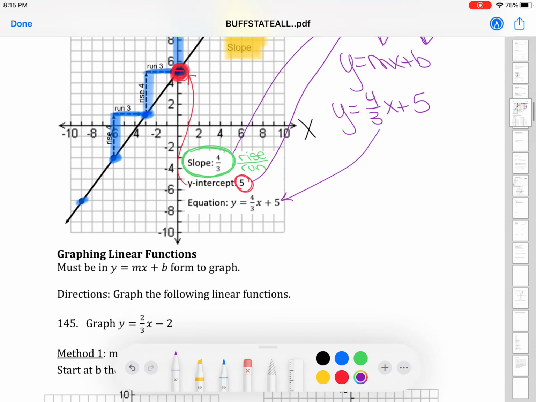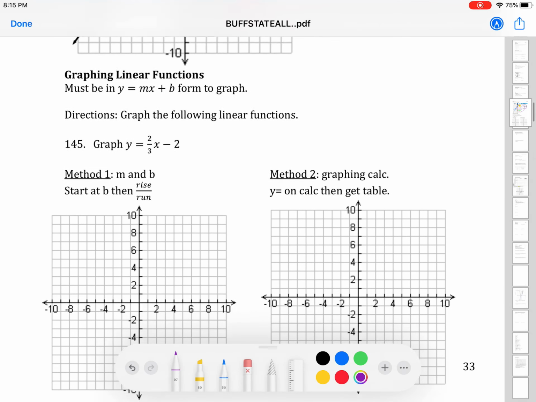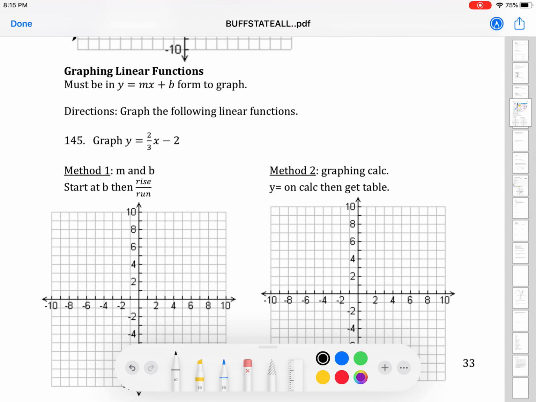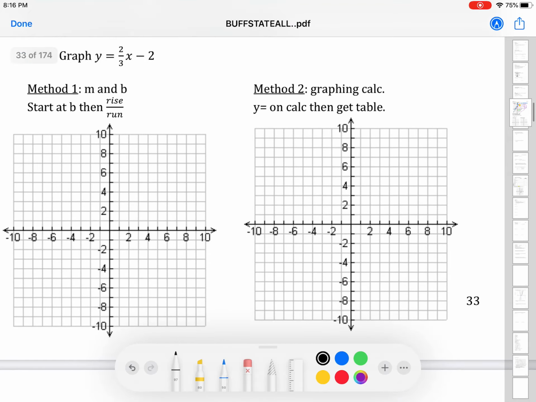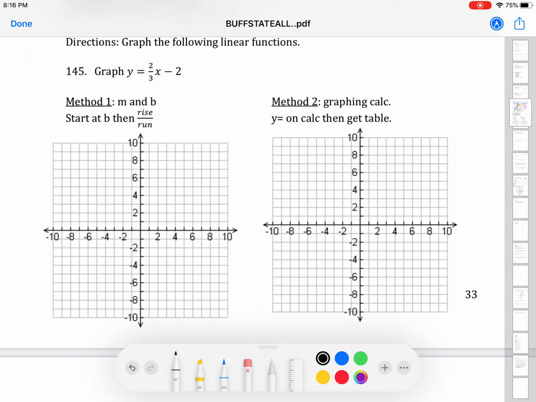Okay, now like I said at the very beginning, in order to graph any line, you have to be in that y equals mx plus b form to even start. So that's what this right here is saying. You must be in y equals mx plus b form in order to graph it. I'm sorry. There are two different methods that I'm going to go over with you for question 145.